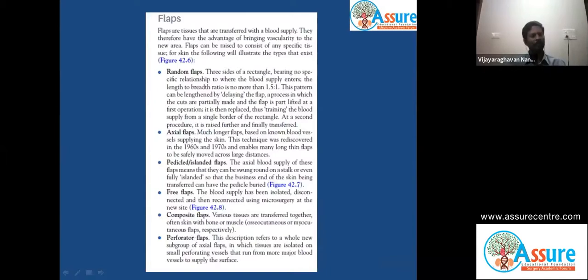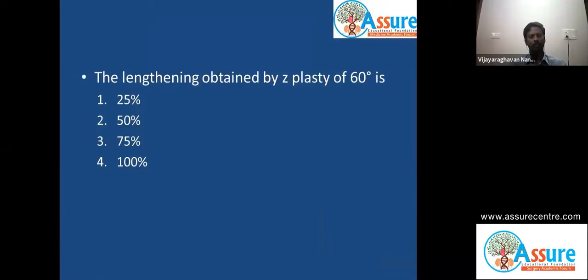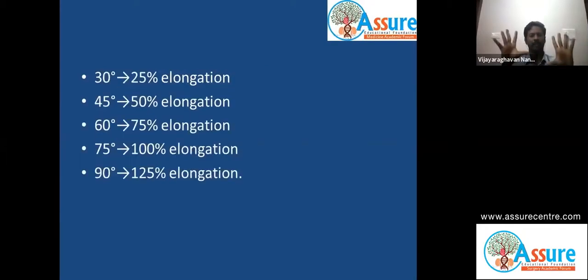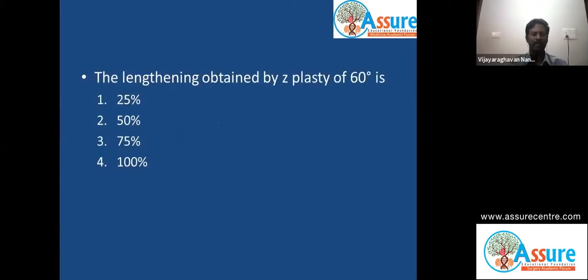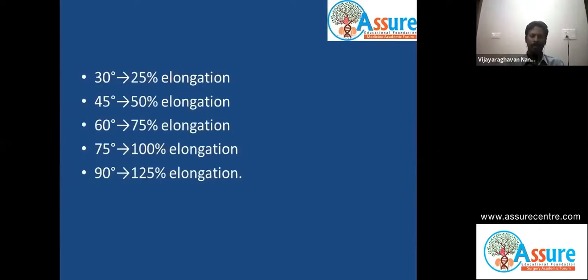Okay, based on composition. For a basic general surgical part, what you will need to know is how much lengthening is obtained by Z-plasty. It's a very common question. If you know the math behind this, you will understand this fact. If the angle of the Z-plasty is 30 degrees, this you just have to remember.